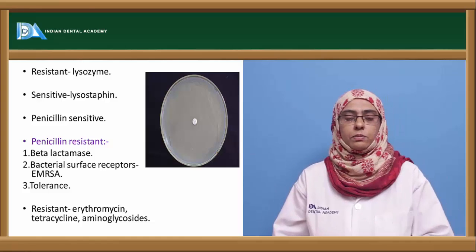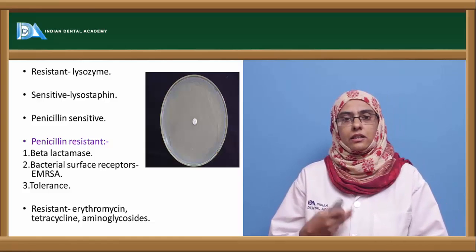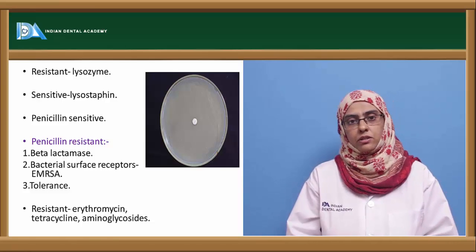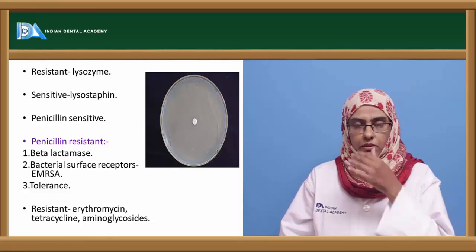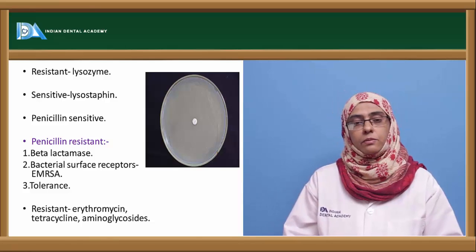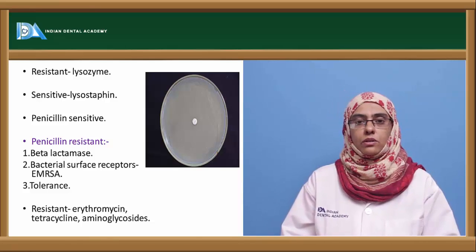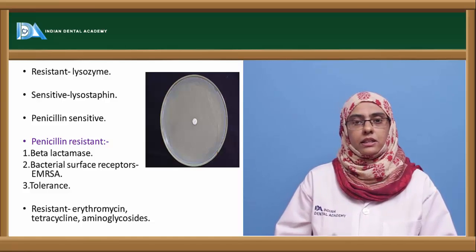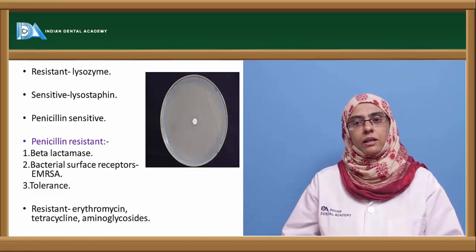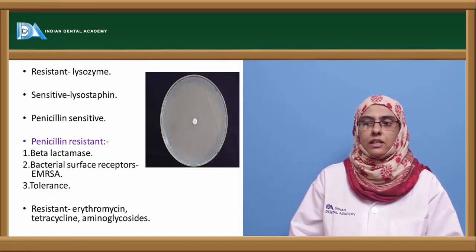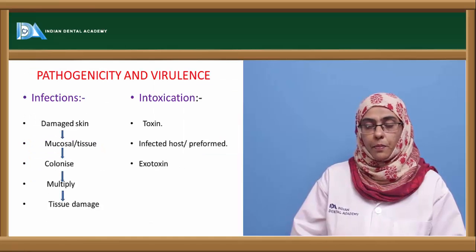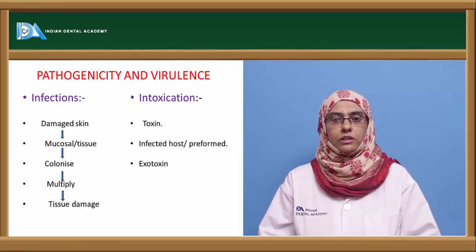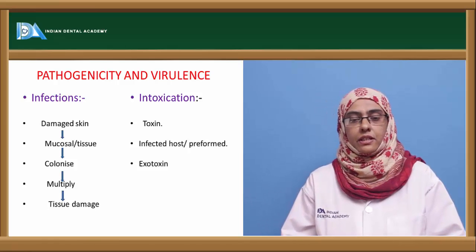Mostly in hospital environments, the continuous usage of penicillin makes many organisms resistant to different types of infection and gives rise to organisms resistant to different antibiotics. Because of this, resistance has even extended to other antibiotics such as erythromycin, tetracycline and aminoglycosides. Now, coming to the pathogenesis and virulence of this organism, how is it able to cause infection?